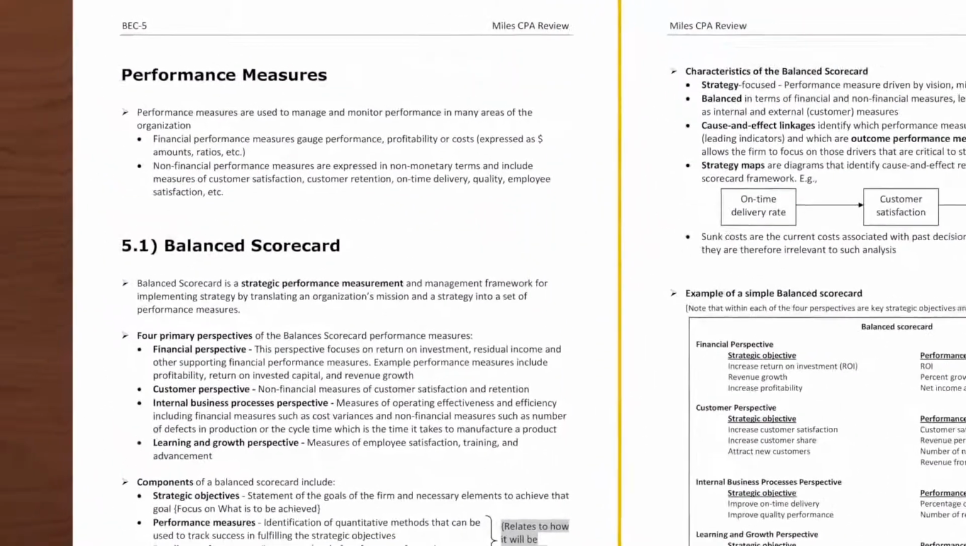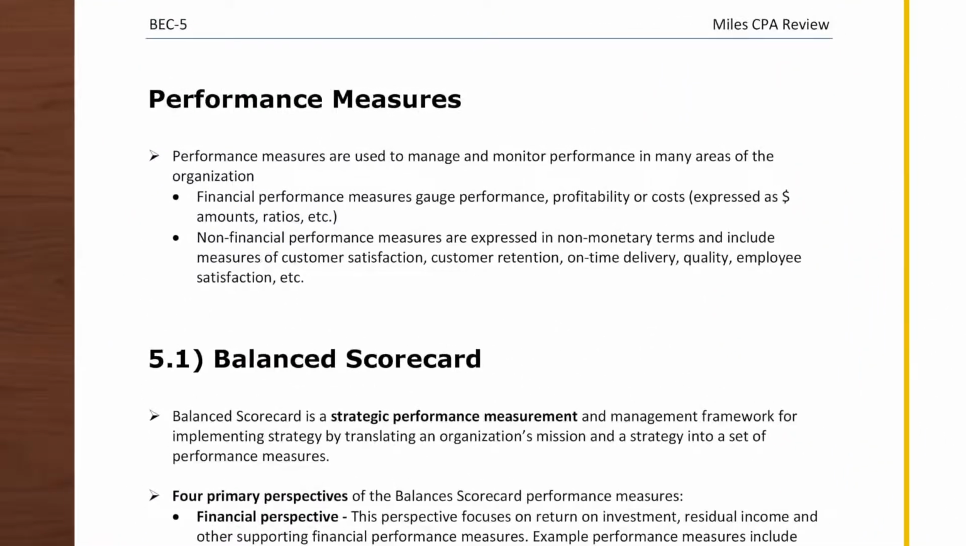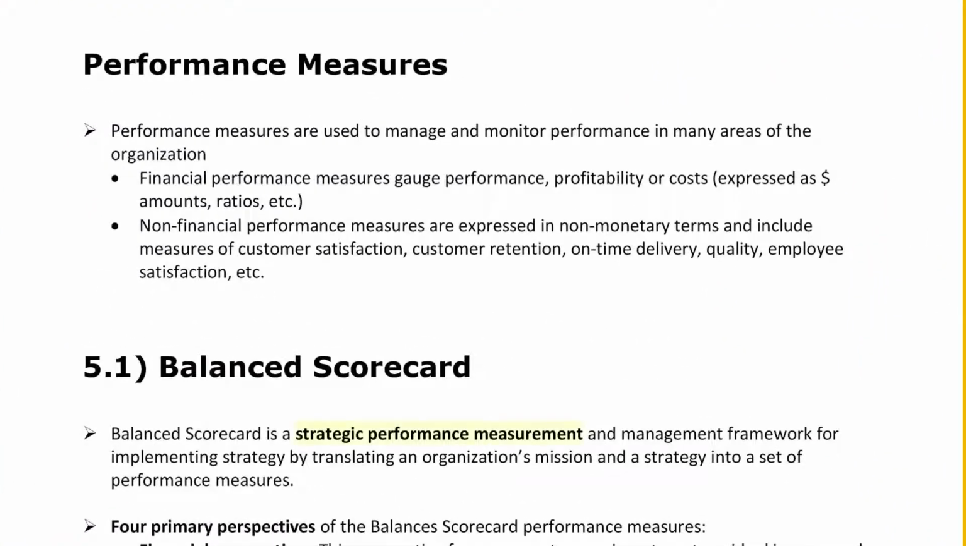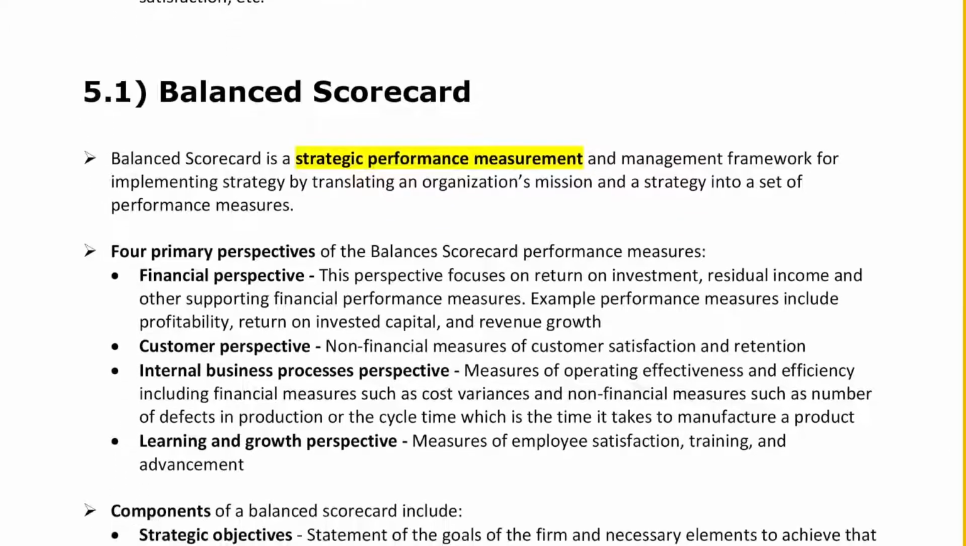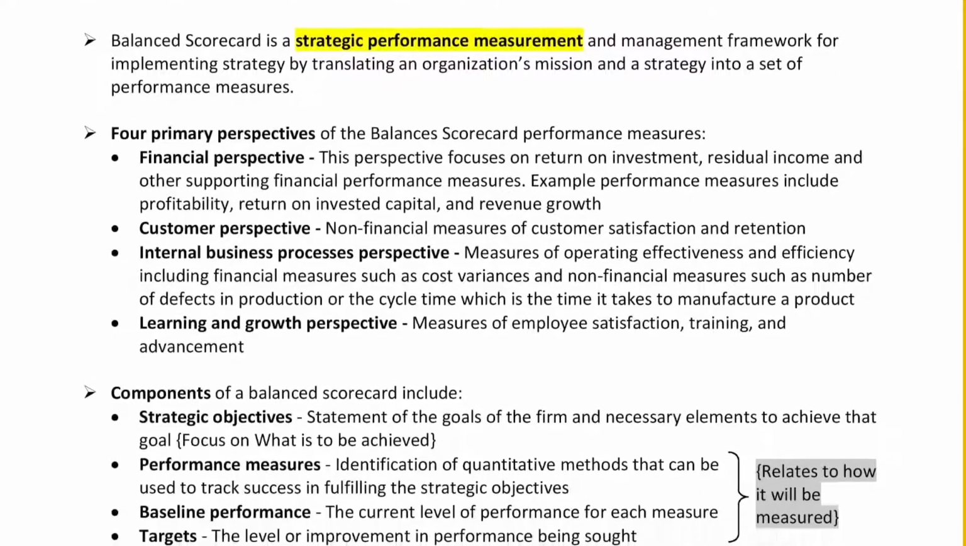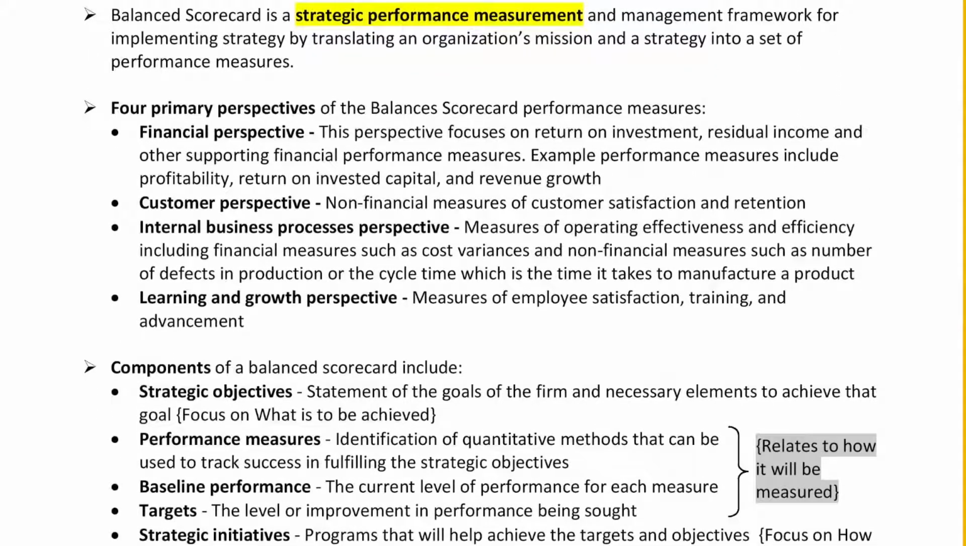On page 2 of BEC 5, we're looking at the balanced scorecard. Highlight strategic performance measurement. The balanced scorecard has 4 primary perspectives: financial perspective, customer perspective, internal business process perspective, and learning and growth perspective. Now, all these are very important. Put a star there.